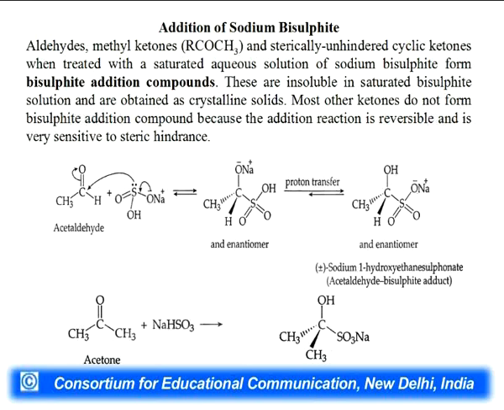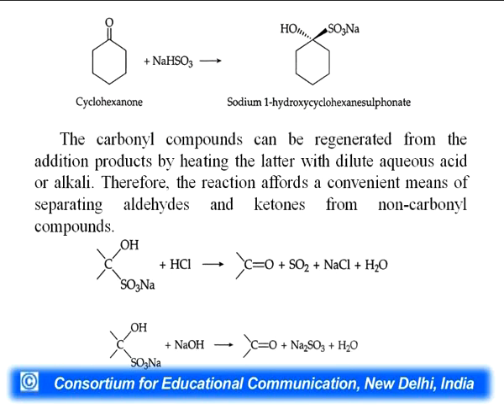Why is it attached to the sulfur? Because it acts as a nucleophile with the lone pair of electrons, and then there is a proton transfer, and we will get the bisulfite adduct, the addition product. Same with acetone: it will react with sodium bisulfite, nucleophilic addition will occur followed by proton transfer again, and you will get the addition product sodium 2-hydroxypropane-2-sulfonate. When cyclohexanone, a cyclic ketone, reacts with sodium bisulfite, you will get the product sodium 1-hydroxycyclohexane sulfonate.